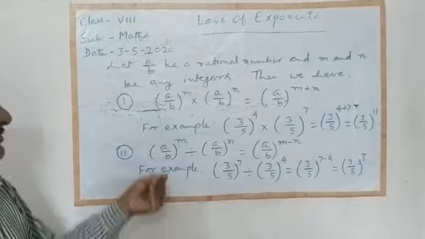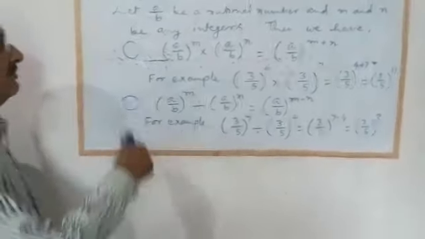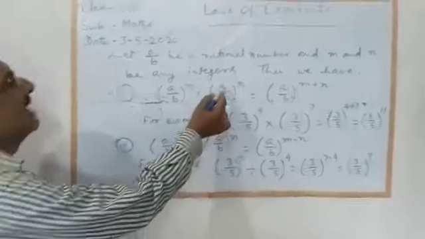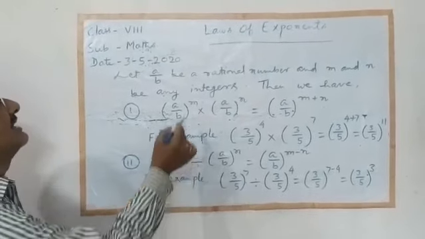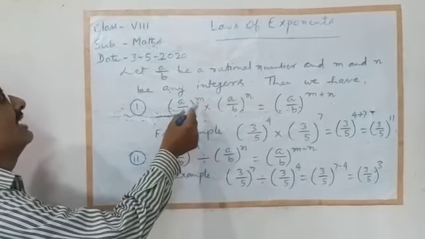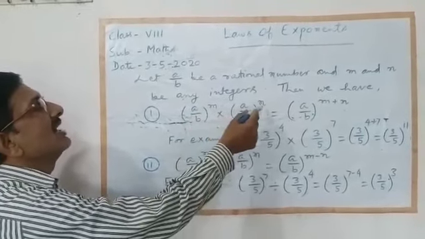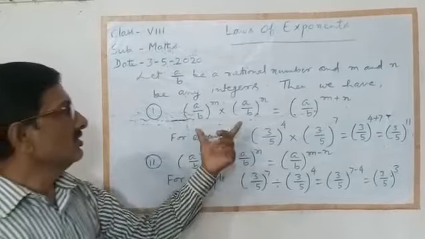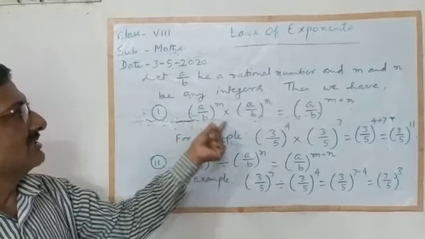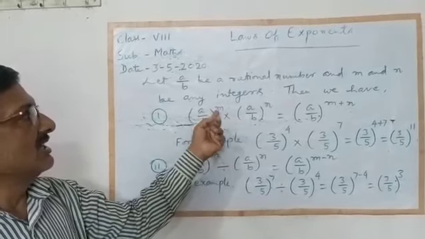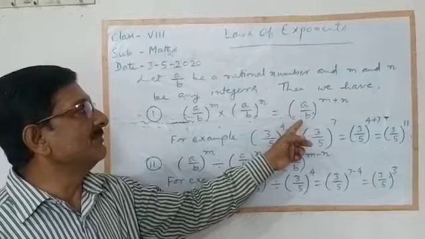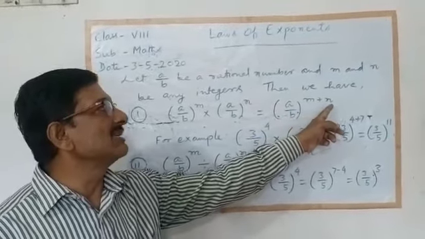Here we are observing that the base is the same. a by b is the base, but its exponent is different. Here the exponent is m, here the exponent is n. So in case of multiplication having the same base, both the exponents will be added. So we will get (a/b)^(m+n).